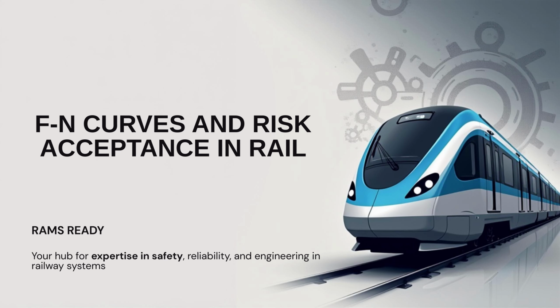All right, let's get into the mathematical heart of FN curves. These curves usually conform to a very specific and telling mathematical form, K(N) equals C over N to the power of alpha. Okay, let's break that down. K(N) here represents the number of accidents that result in N or more fatalities. Okay, the cumulative number of accidents above a certain severity N. Exactly. C is simply a constant that scales the curve, determines its overall height.